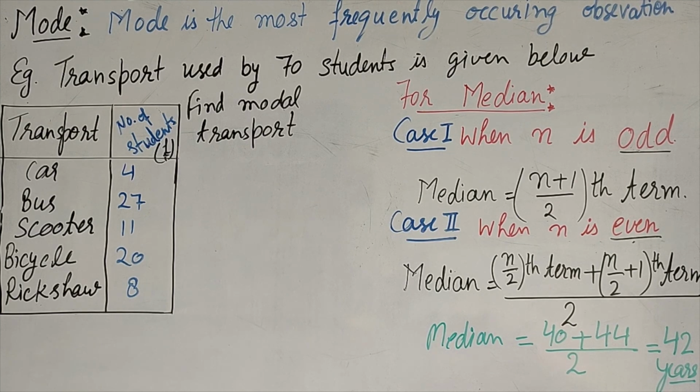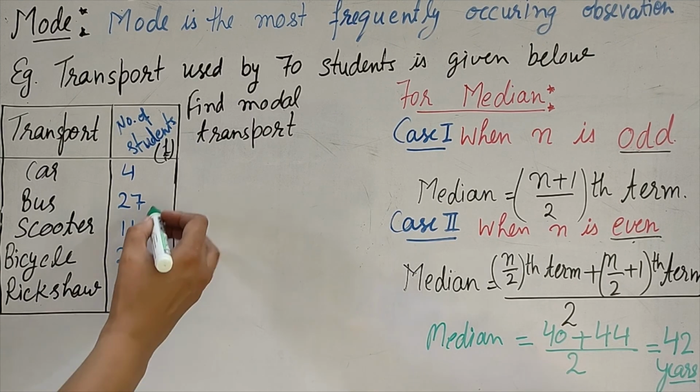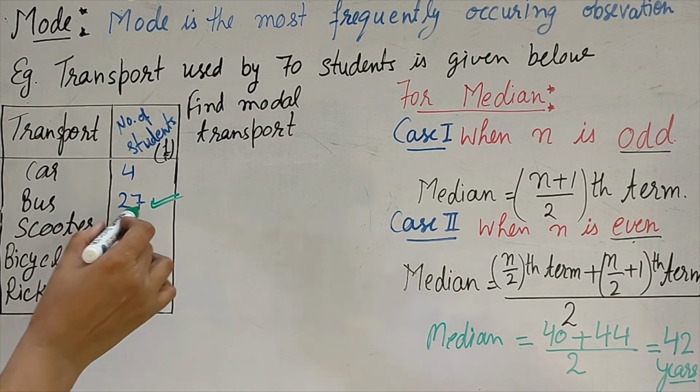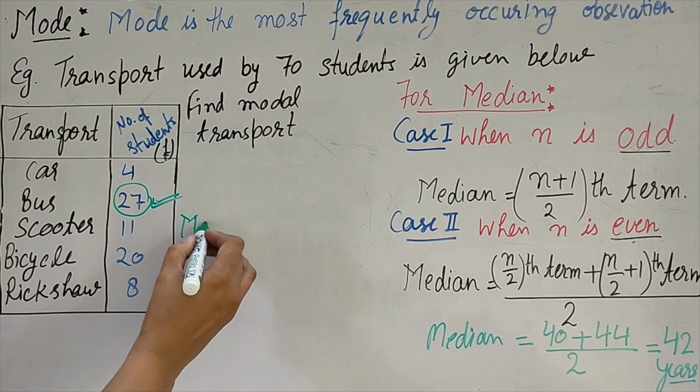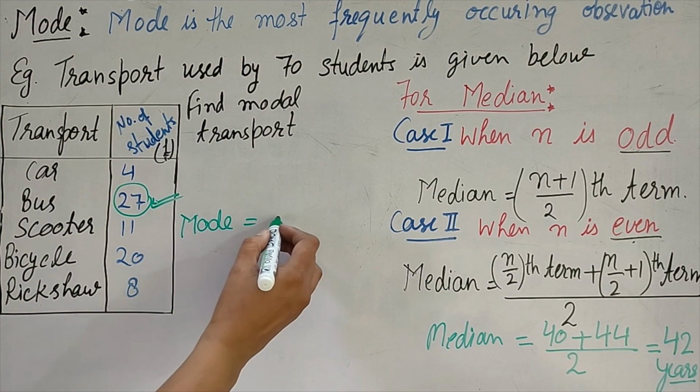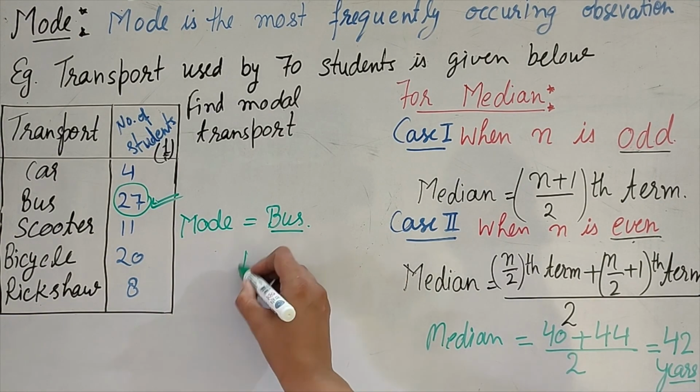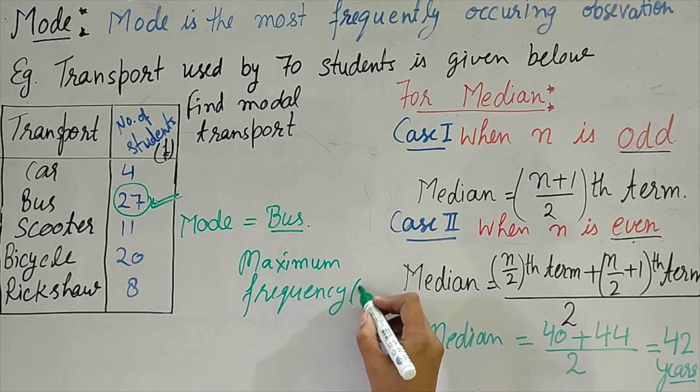So clearly, here there is no need to even count. Clearly, the maximum frequency is 27. Okay? So most of the students are coming by bus. So the modal transport, or you can say the mode for this question, is bus, which has the maximum frequency, that is 27.